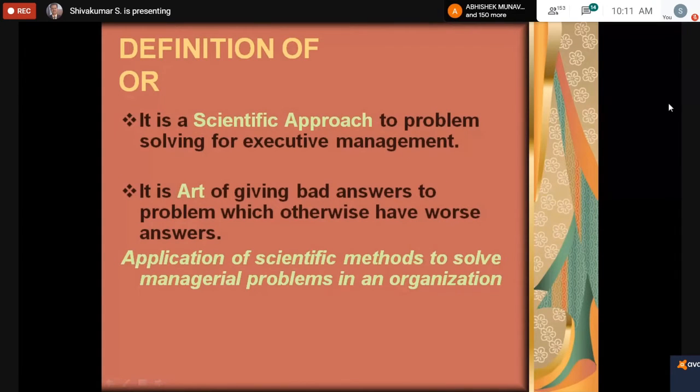I have given the definition by referring to the textbook: application of scientific methods to solve managerial problems in an organization. That is the definition of OR. You can write any one. You can write the scientific approach to problem solving for executive management, or the art of giving bad answers to the problem which otherwise have worse answers, or the application of scientific methods to solve managerial problems in an organization. You can write any definition.